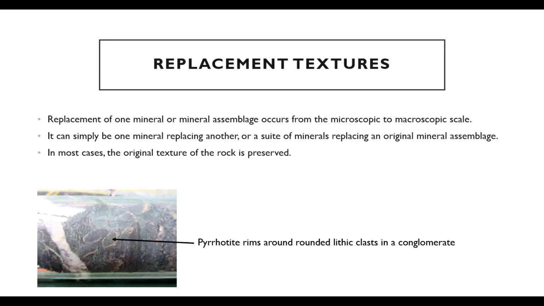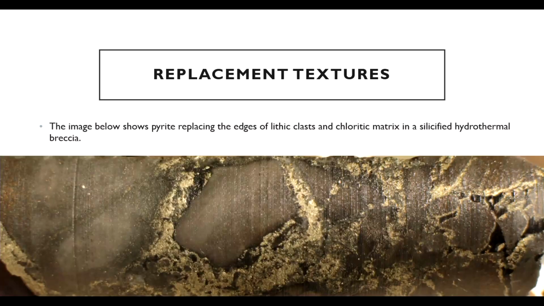Okay, replacement textures, or sometimes they're called coronae, where essentially it's a partial pseudomorph, but we've seen a reaction between something to form something else around it. So it's a reaction texture or a replacement texture. So the mineral is in the process of replacing another, or they form these coronas around it. And commonly the original texture of the rock is preserved, which can be handy. Here's just an example of pyrite replacing the edges of a lithic clast, and there's some chlorite matrix.